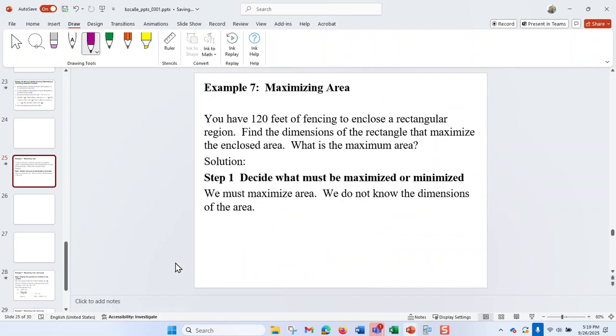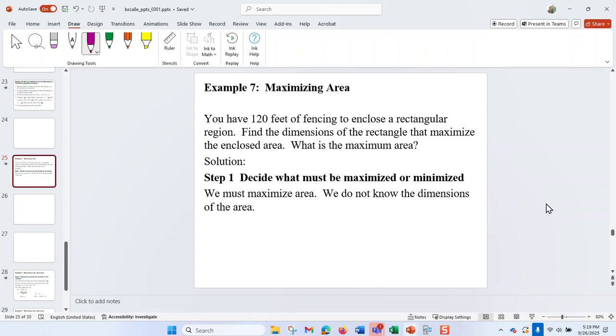All right, I want to talk about maximizing the area. This is a quadratic equation application. You have 100 feet of fencing to enclose a rectangular region. Find the dimensions of the rectangle that maximize the enclosed area. What is the maximum area?